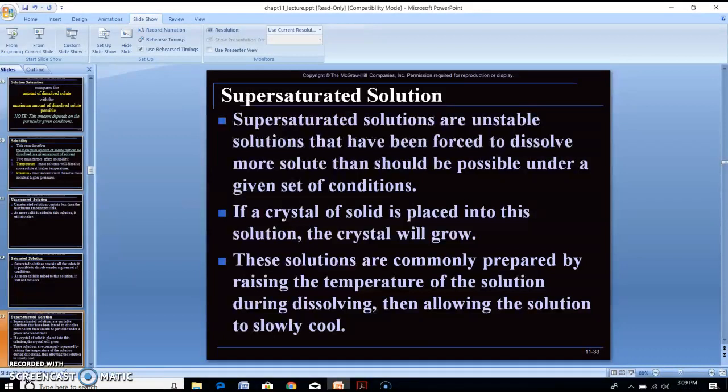If a crystal of a solid is placed into the solution, the crystal will grow. Supersaturated solutions are commonly prepared by raising the temperature of a solution during the dissolving, then allowing the solution to slowly cool down. When it is cooling down, whatever was dissolved will precipitate at the bottom. So that's how we prepare the crystals.